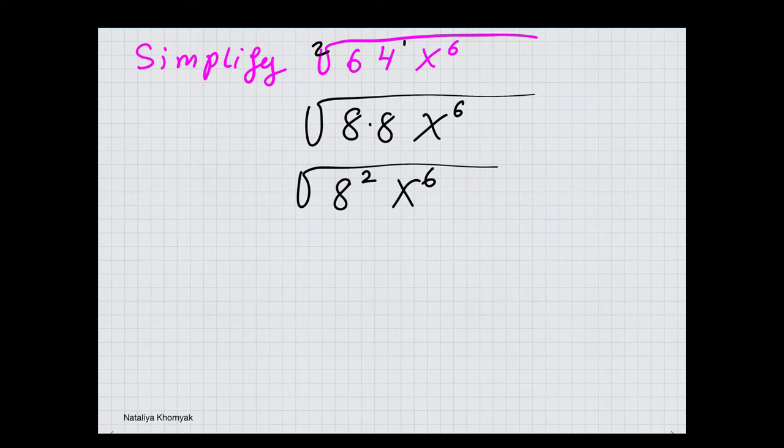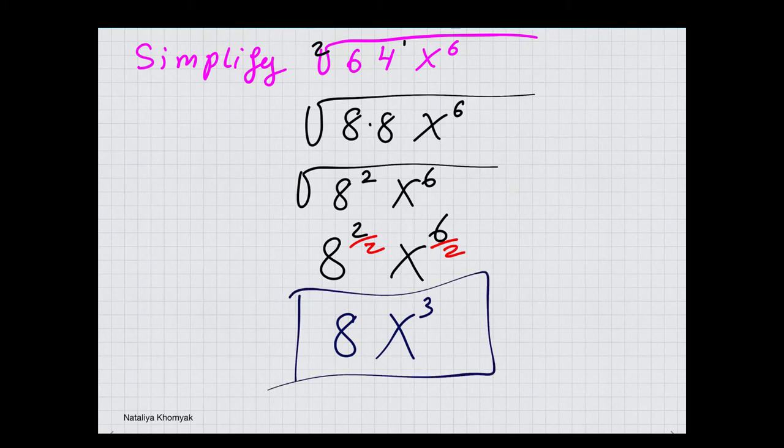So we copy the radicand. We have 8 to the 2nd, x to the 6th, and we divide each exponent by 2. Now we get 8 to the 1st, x to the 6th divided by 2, which is 3, and this is our solution.